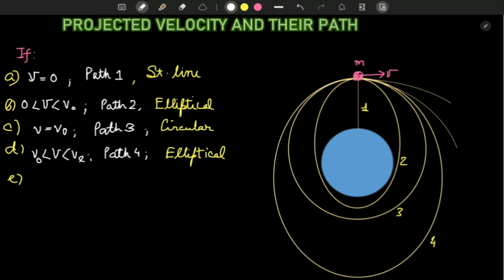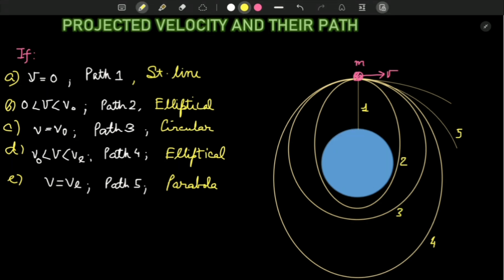If v equals the escape velocity, we will get path 5, which is a parabola. This is path 5. And finally, if our v is greater than the escape velocity, we will get path 6, and this is a hyperbola.